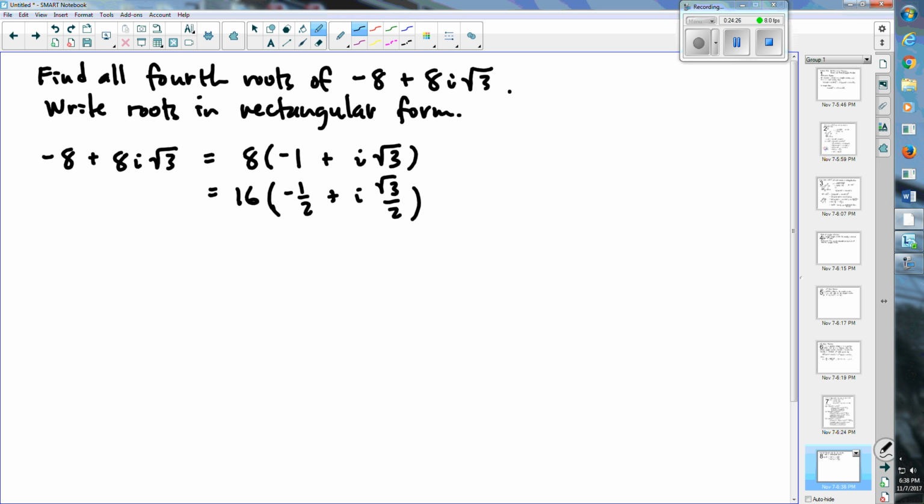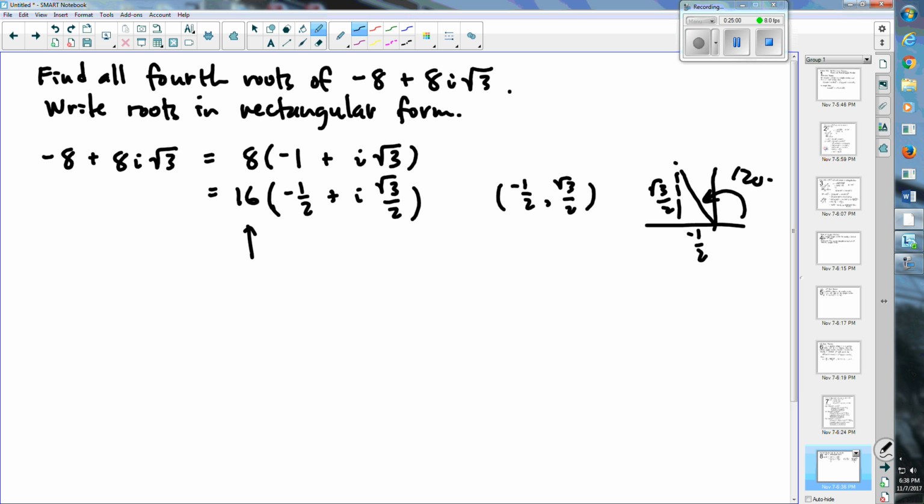Now, inside the parentheses, you can see that I have -1/2 and root 3 over 2. If we think about plotting that point, that's going to put us in the second quadrant, right there: -1/2, root 3 over 2. So when I have these coordinates of a point on the unit circle, my 16 is my modulus, and my angle here would have to be 120 degrees. So let me erase that arrow, and then we'll continue.